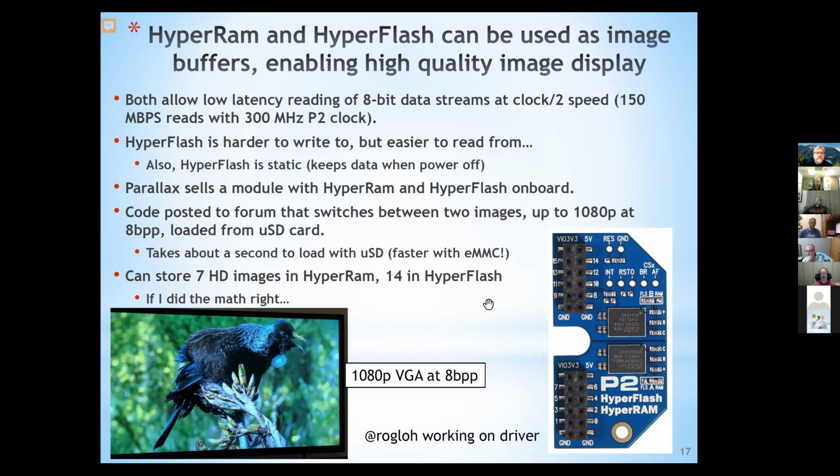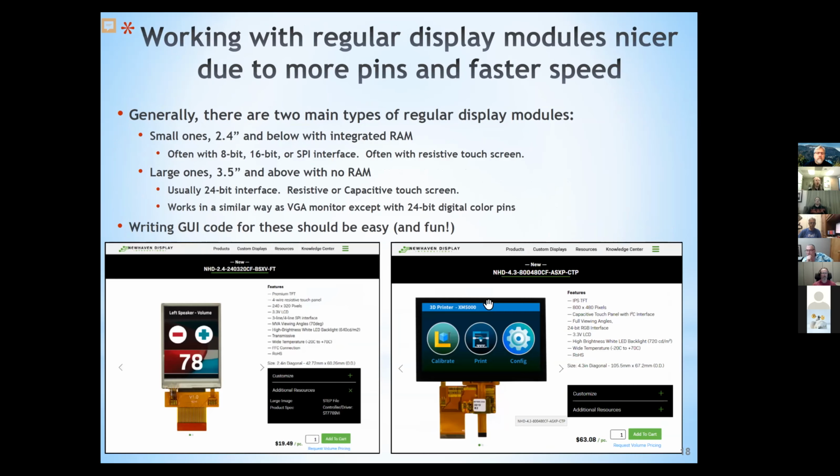I posted some code for this in the forum. Loading up this image takes about a second. That's from microSD. I'll talk about eMMC, which is a way to do it faster, in a minute. With these chips, you can store about 7 of these images in HyperRAM, 14 in HyperFlash. And a guy in the forum, Rogloh, is working on a driver. So that might be interesting when that comes out.